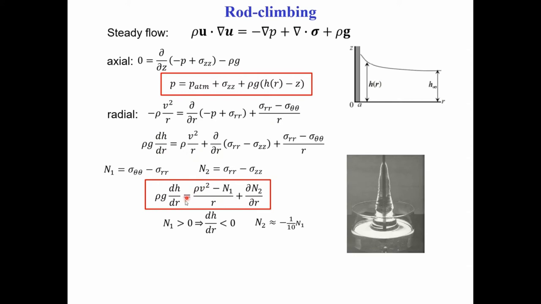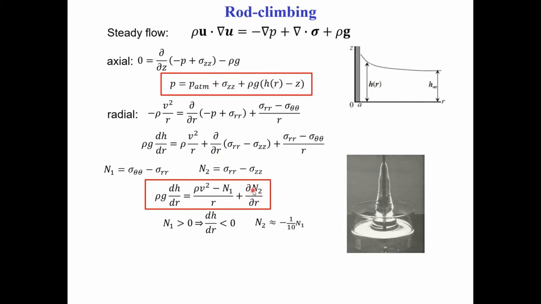So if you have a polymeric fluid, where typically N1 is large and positive, then this term here will overcome the effects of inertia. And so what you'll see is that the fluid climbs up the rod, as we see here, rather than dipping down.